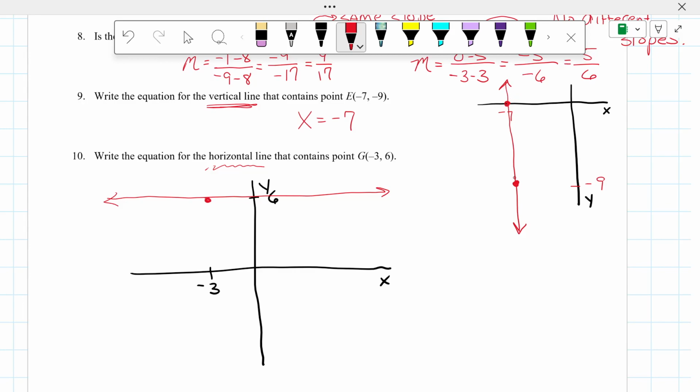If all vertical lines are x equals whatever x is at the point, then aren't all horizontal lines y equals whatever the y value is at the given point? So the equation for this horizontal line is y equals 6. Every y value on this line, no matter where you put a point on this line, the y value is equal to 6. That's the equation of the line.